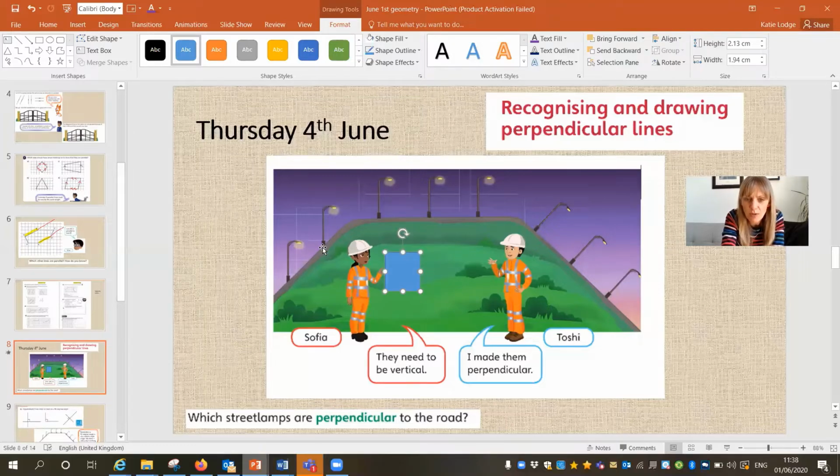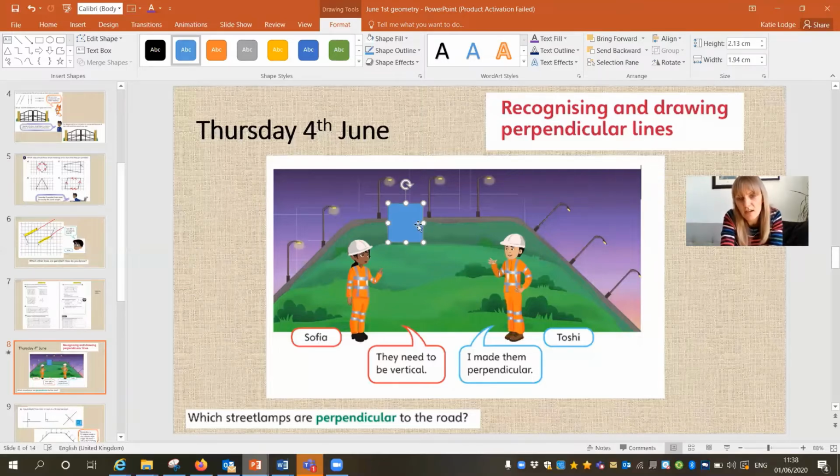What about this one here now? I don't think it's meeting the road in a perpendicular angle, because look, if that's the edge of the street lamp, the road needs to be coming across this way. The street lamps on Sophia's side, even though they're vertical and going up and down, they're not perpendicular lines.